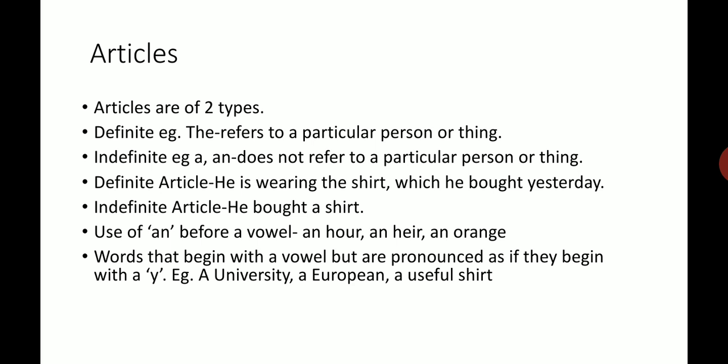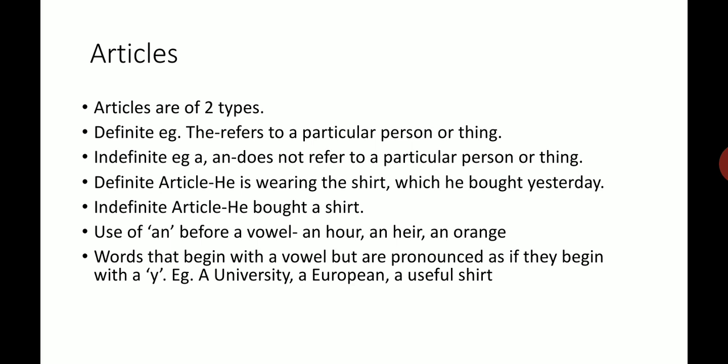Now, example of a definite article. In order to understand what a definite article is, you must first know what it actually is. The is known as the definite article and it is used when we refer to a particular person or thing. Now, indefinite article is a or an, and they do not refer to a particular person or thing because they are used when we do not speak of anything particular.